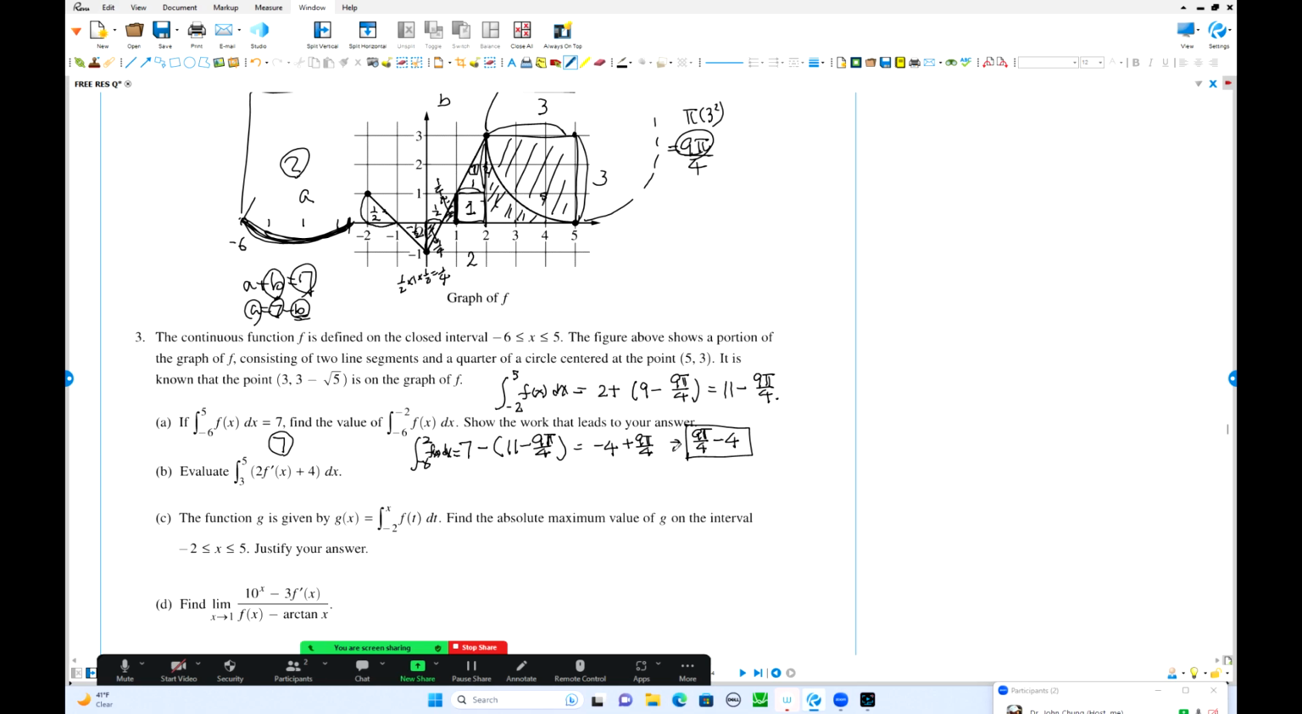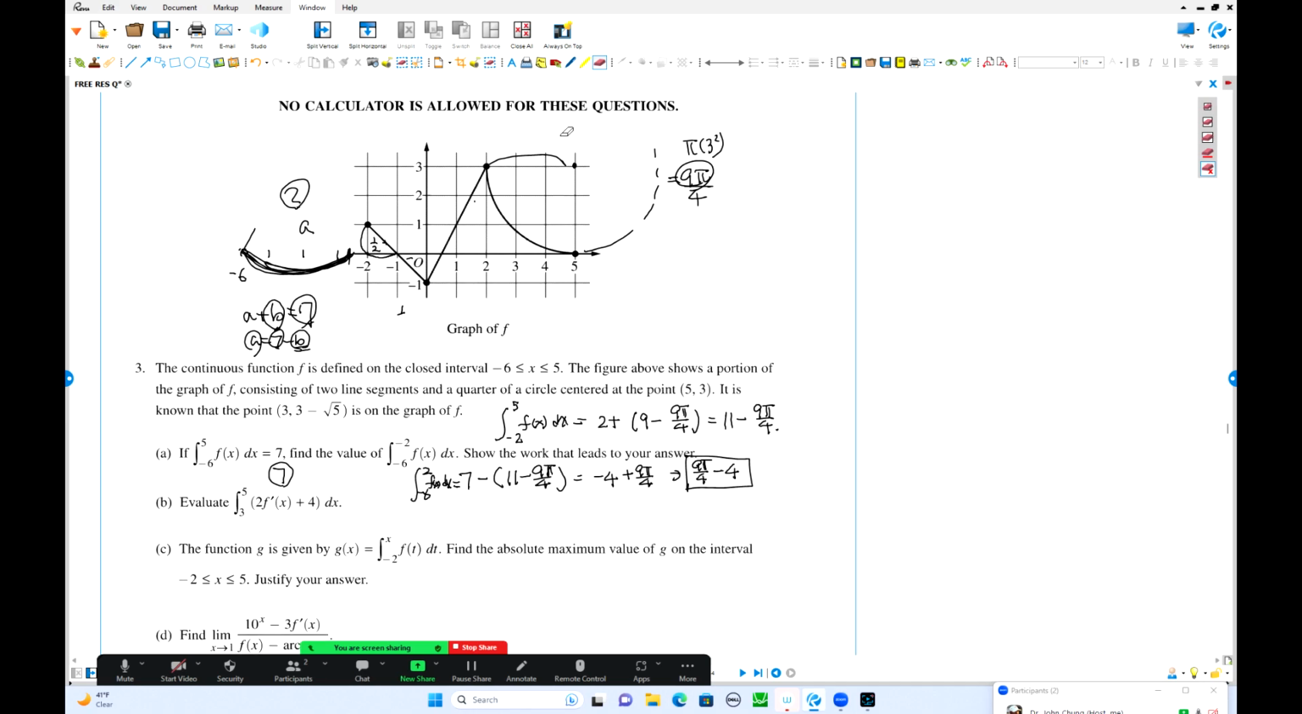Right, this is fine. The second one is 3 to 5 over here. I'm going to delete this one, too complicated. 3 to 5, here. You're going to take the integral from 3 to 5 over here. But this one is f prime of x, okay?